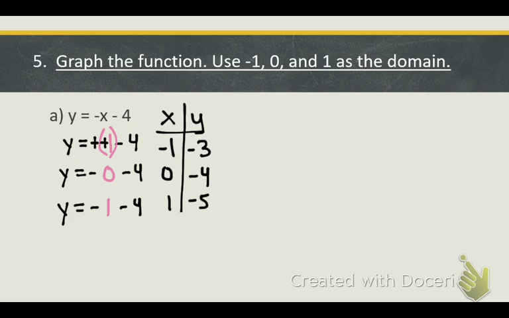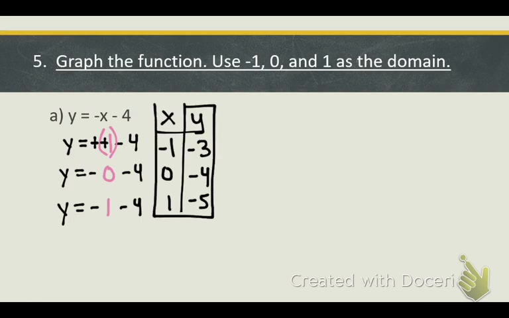-5. Notice right here, there is a pattern. Each one, I'm decreasing by 1. Okay, so if your numbers look really funny in your range or in your y, then you might know something went wrong, okay? So this is my input-output table.